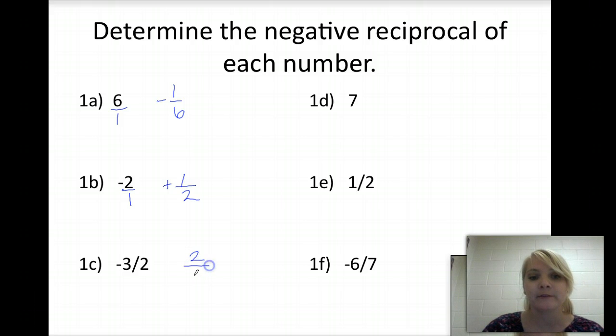Alright, the negative reciprocal of negative 3/2, once again, will be positive, and we switch our numerator and denominator, so our negative reciprocal will be positive 2/3. Our negative reciprocal of 7 will be negative 1 over 7. Our negative reciprocal of negative 1 over 2 will be negative 2 over 1, which we can look at as negative 2. And then our negative reciprocal of negative 6/7 will be positive 7 over 6.